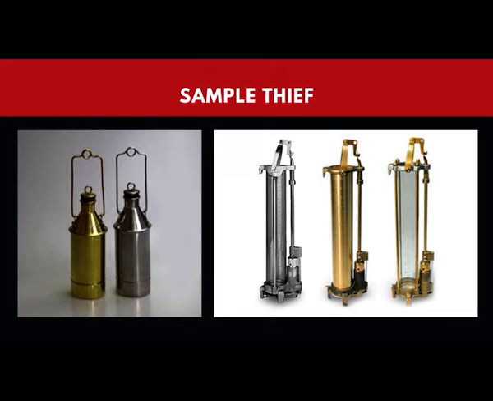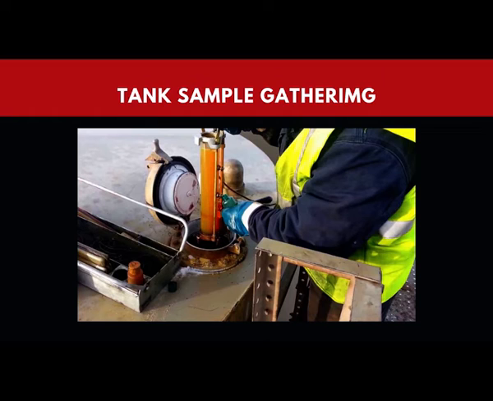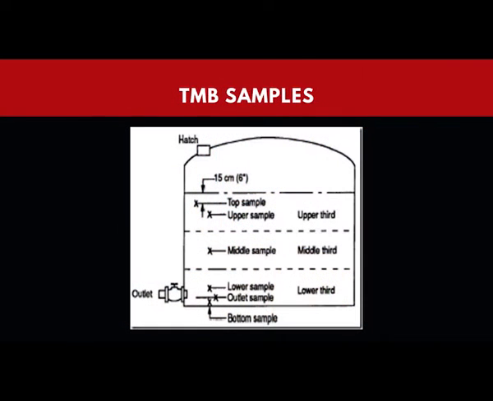Using this sample thief you will be able to collect the samples at different levels. This is how a sample is taken on top of the tank, and what are all the samples that are taken inside a tank? They are known as TMB samples. TMB is an acronym for top, middle and bottom. For example, if the tank is 3/4 full, then a sample from the top portion is known as the top sample. In the mid segment of the tank you take a sample known as the middle sample, and almost at the bottom of the tank you take a sample, known as the bottom sample.